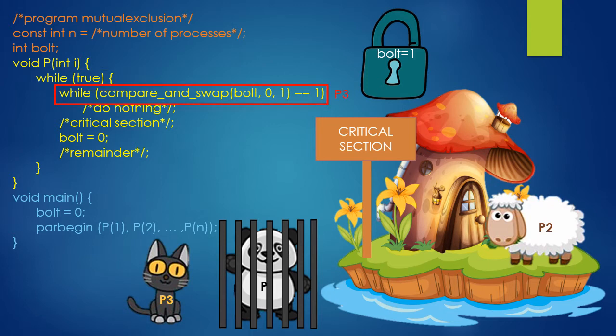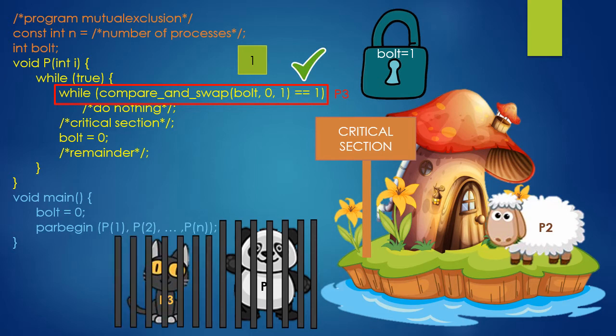P3 hits the second while and compares bolt with 0. The comparison is false. Bolt remains as it is. Compare and swap returns the old value of bolt, which is 1. The while condition becomes true. P3 is caught in the second while's body, where it repeatedly executes the compare and swap. Every time the comparison is false, bolt remains as it is, the return value matches 1, and P3 remains caught in the loop.